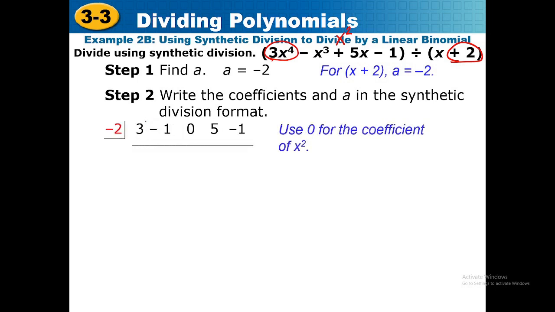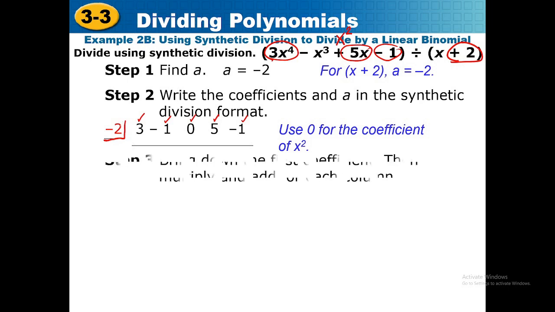Now, look at this one. I started with 3, then we have negative 1. This one is for x squared. The 0 is for x squared. What about the coefficient of x? Sir, it's 5. And the constant term, negative 1. So take note, it's very important to write 0 for the missing terms. And write your A over here.